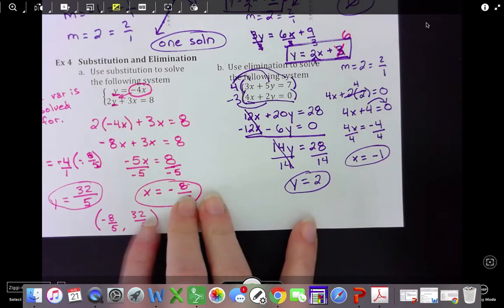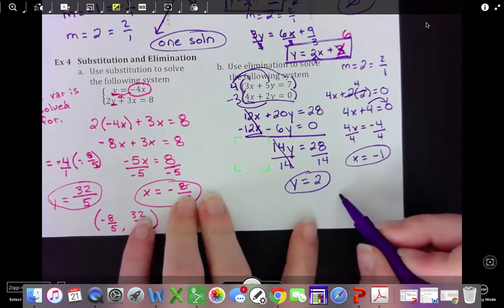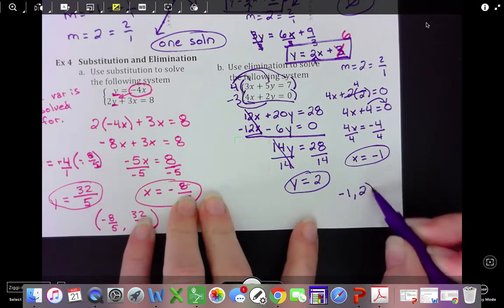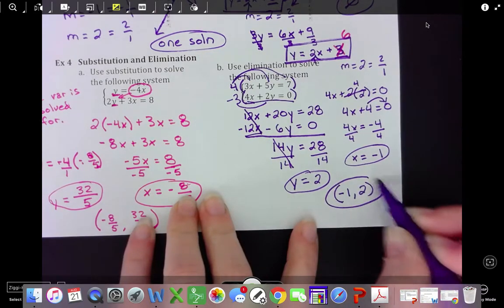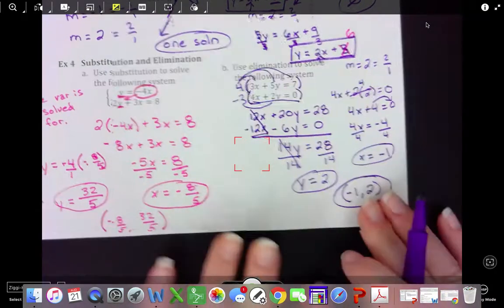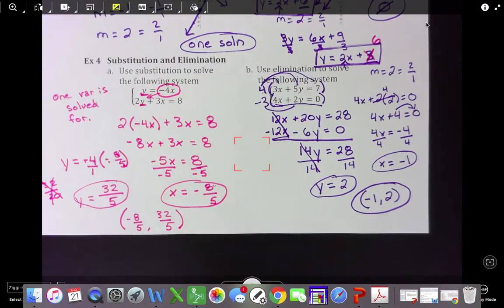Okay? And I'm going to write both of those answers together as negative 1 comma 2, as an ordered pair, and that's my final answer. Okay, now that was substitution and elimination. If I went too fast on that, rewind or go back and you can figure these steps out again.